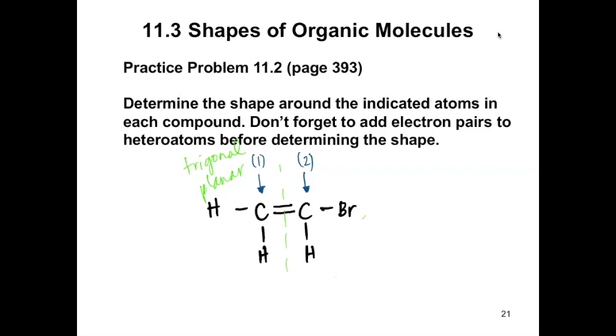Okay? So for number 2, the carbon has three bonded atoms and no lone pair. So the shape is the same, trigonal planar. Okay, and then you just add the electron pairs of the heteroatoms.